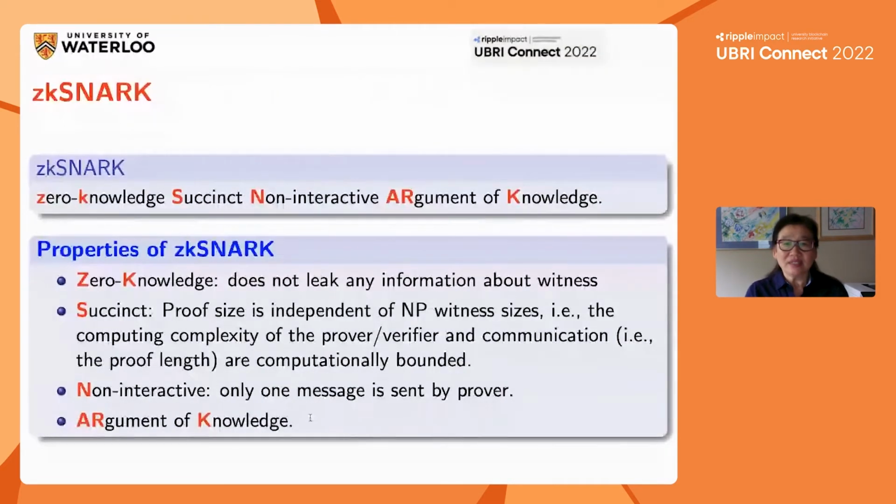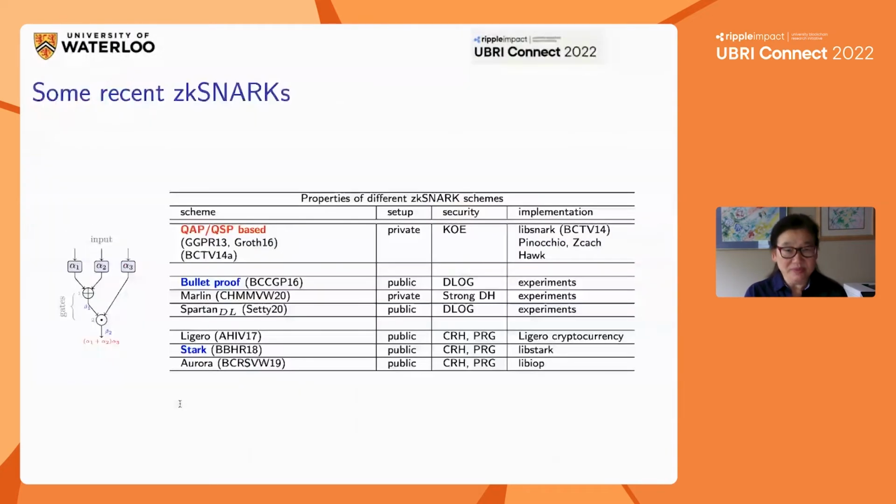zkSNARK stands for zero-knowledge succinct non-interactive argument of knowledge. Zero knowledge, as we have visited several times, does not leak any information about the witness. Succinct means the proof size is independent of the NP witness size. Non-interactive means only one message is sent by the prover. And the proof is an argument of knowledge.